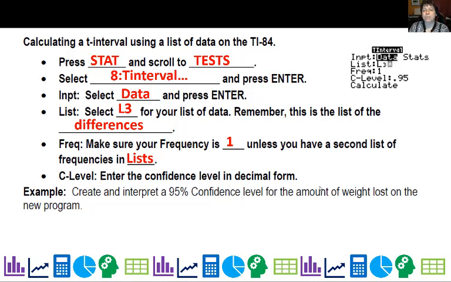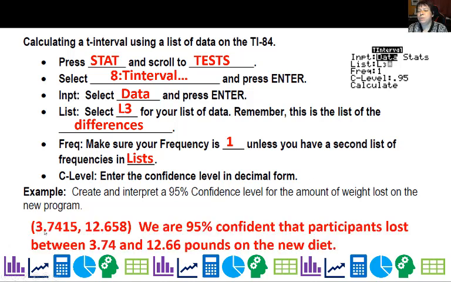So based on the output I had from the previous screen, what would be a confidence interval for the amount of weight loss in the new program? Well, our interval was 3.7415 to 12.658. We are 95% confident that participants lost between 3.74 and 12.66 pounds on the new diet.